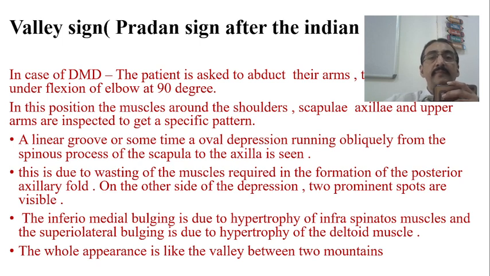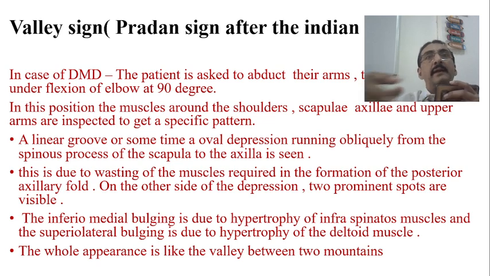How to test this valley sign? In DMD, the patient is asked to abduct the arms about 90 degrees with the elbow flexed at 90 degrees. In this position, the muscles around the shoulders, scapula, axilla, and upper arms are inspected to get the specific pattern. A linear groove or sometimes an oval depression running obliquely from the spinous process of the scapula towards the axillary region will be seen just like a valley.